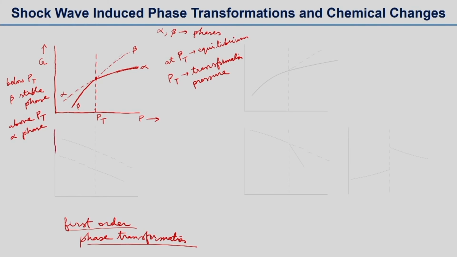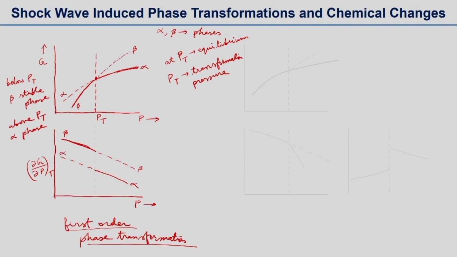And also we can draw the partial derivative of G with respect to P at constant temperature, from the equation we found in the last slide. That curve will show for beta, and then the other part we again write dotted because that is not the stable phase. We will have the stable phase as the solid line, so here it is alpha. The same beta line will continue till here and the alpha line will continue till here.